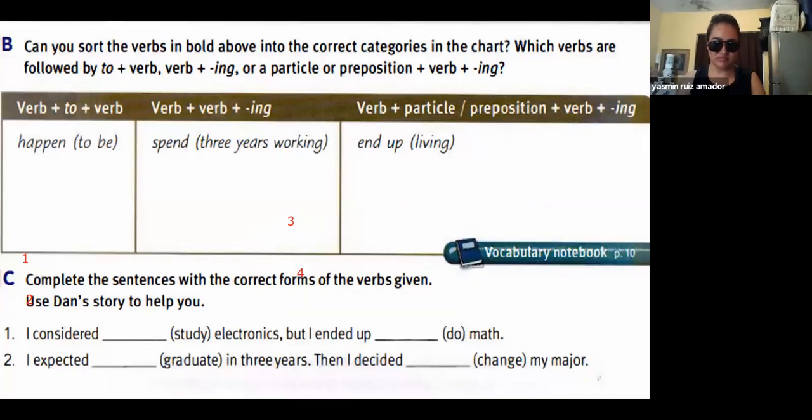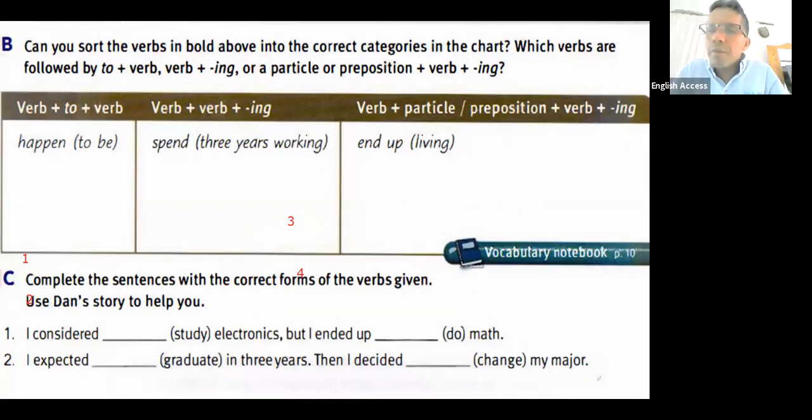All right, we have another assignment. We have 9 more minutes. Verb plus preposition plus verb, like happen to be. Verb plus ing, and verb plus particle, or preposition plus verb plus ing. This is the example from the article. You see, these verbs are from the article. Happen to be, spend 2 years working, end up living.